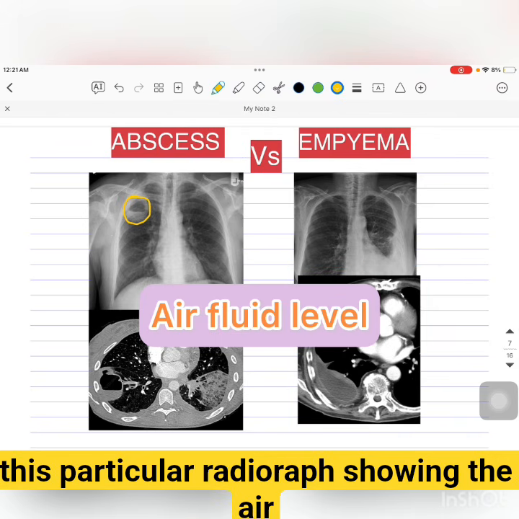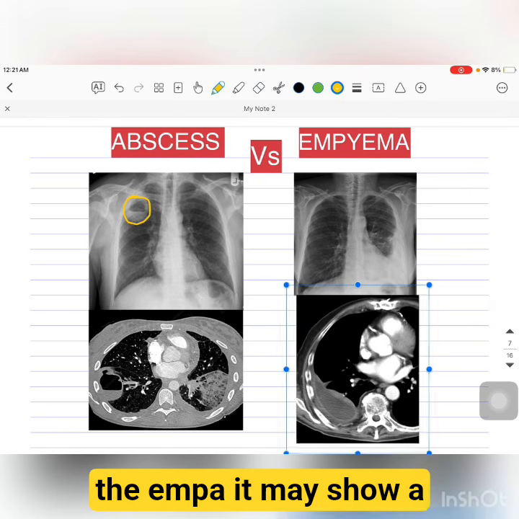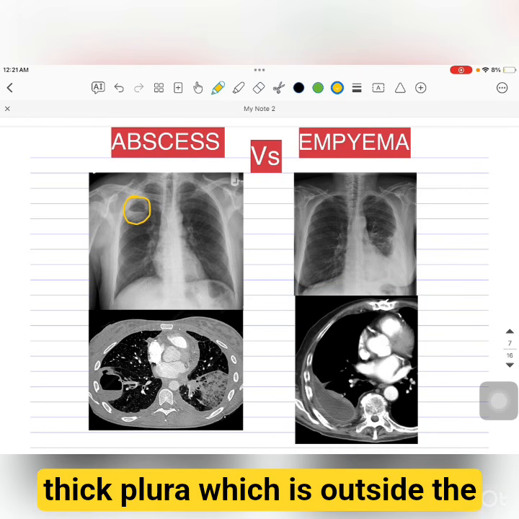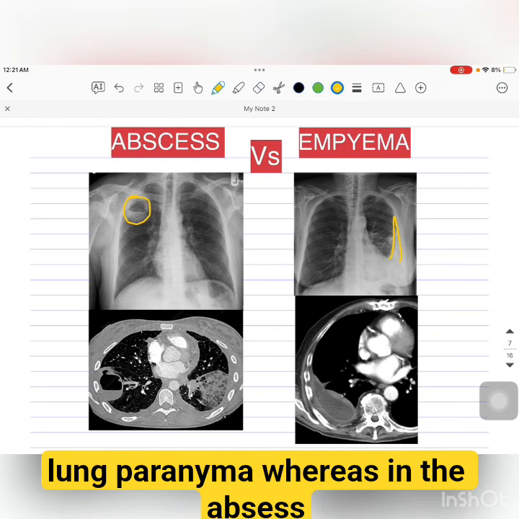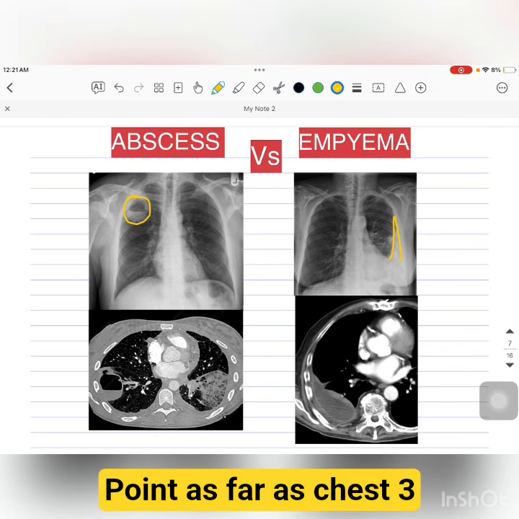Well, if you look at the chest x-ray, abscess is having an air fluid level, as you can see in this particular radiograph, showing the air fluid level as it is very popular. Whereas if you talk about the empyema, it may show a thick pleura, which is outside the lung parenchyma, whereas in the abscess we see inside the lung parenchyma. So that is the first important point as far as chest x-ray is concerned.